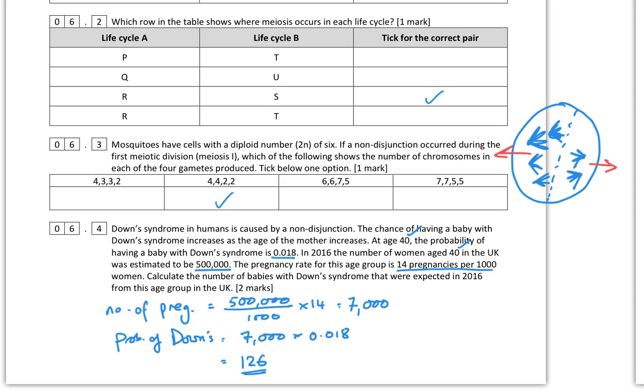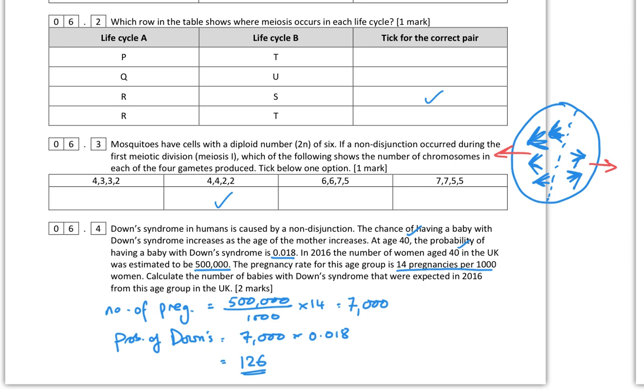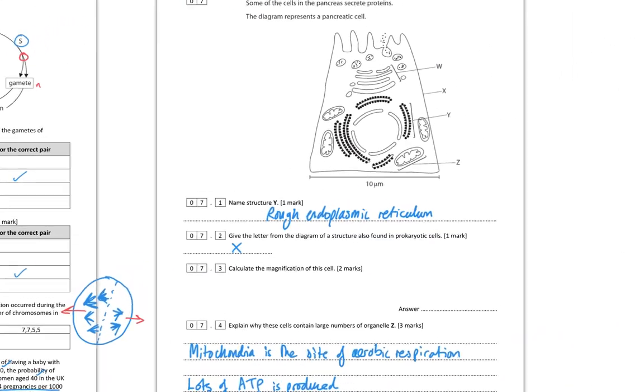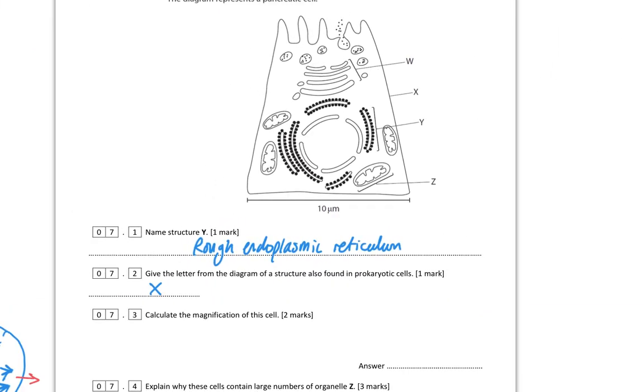6.4 is straightforward, but look how I've set it out. Numbers of pregnancies equals 7,000, and then probability of Down's is that. Again, setting out is crucial. There's not a lot to do here.